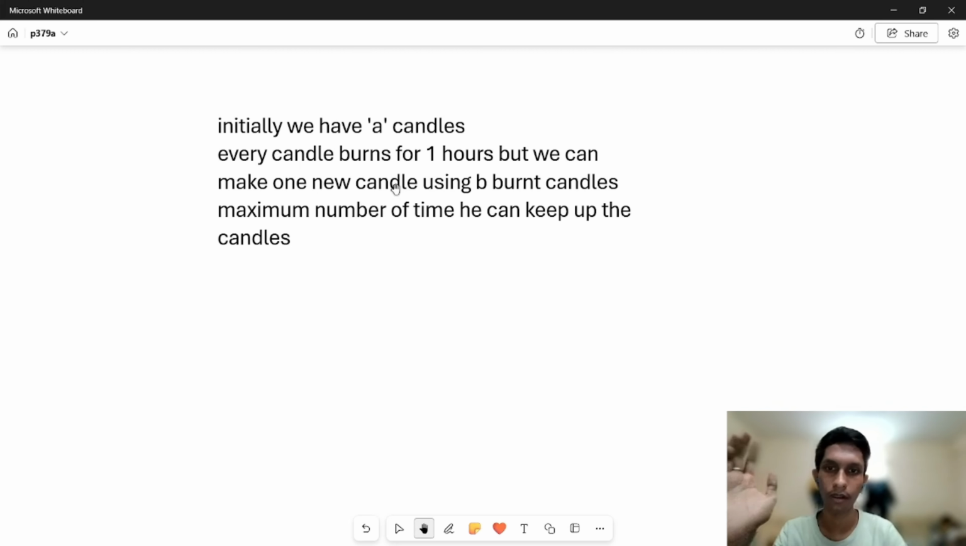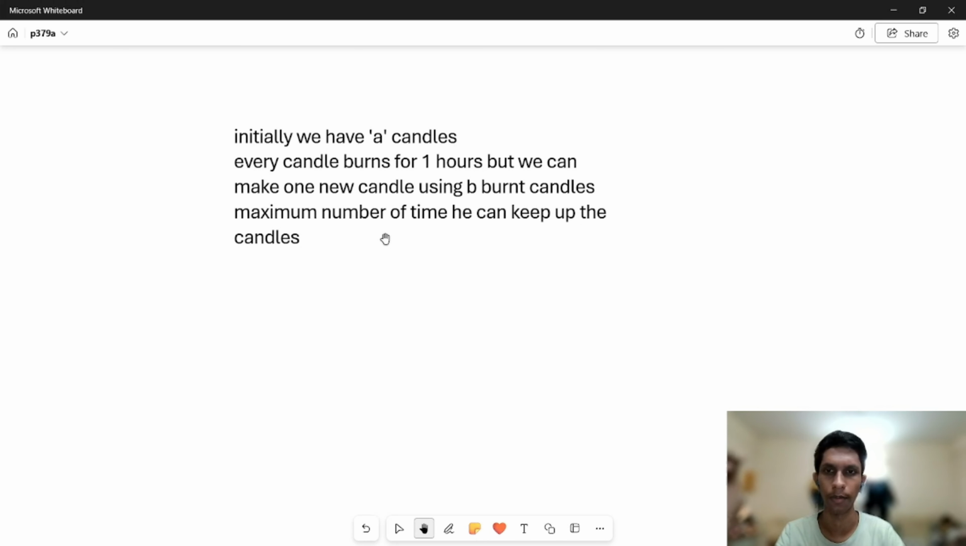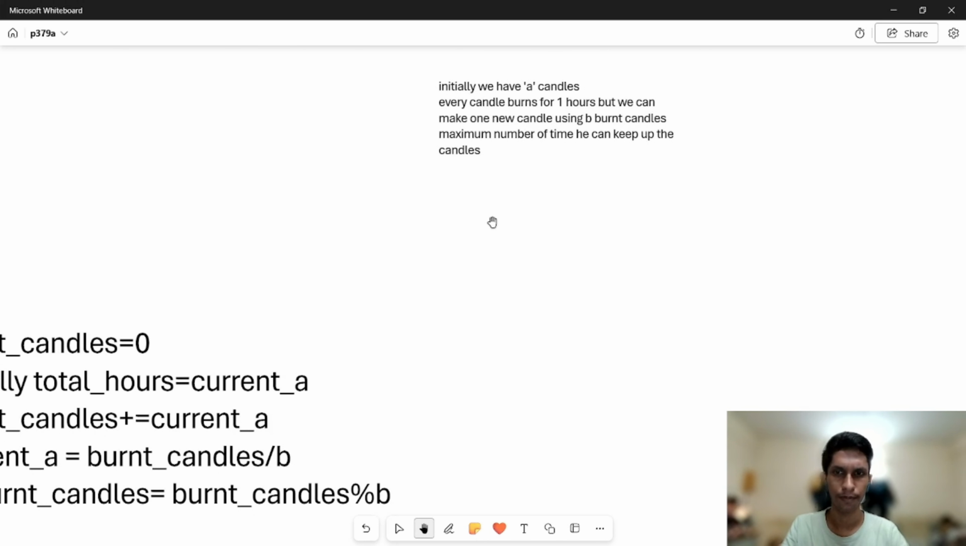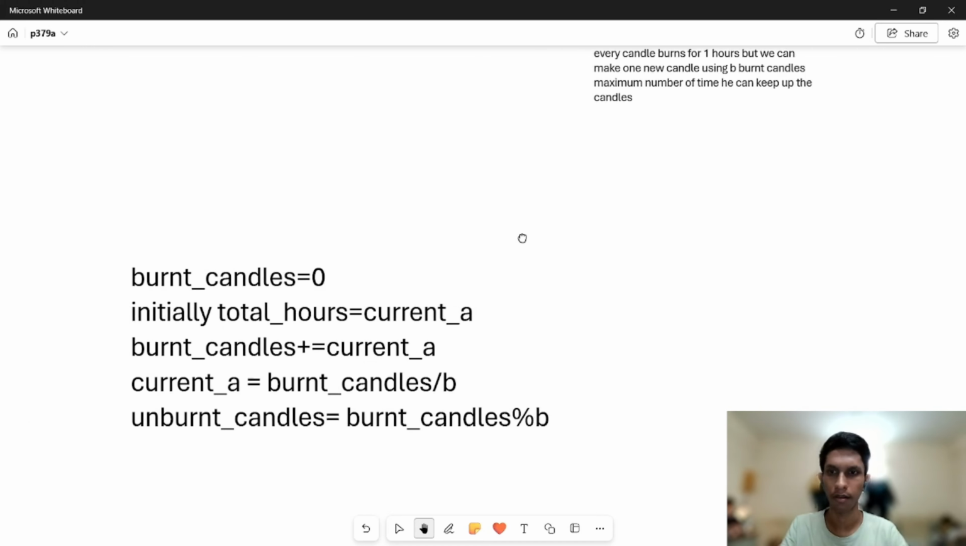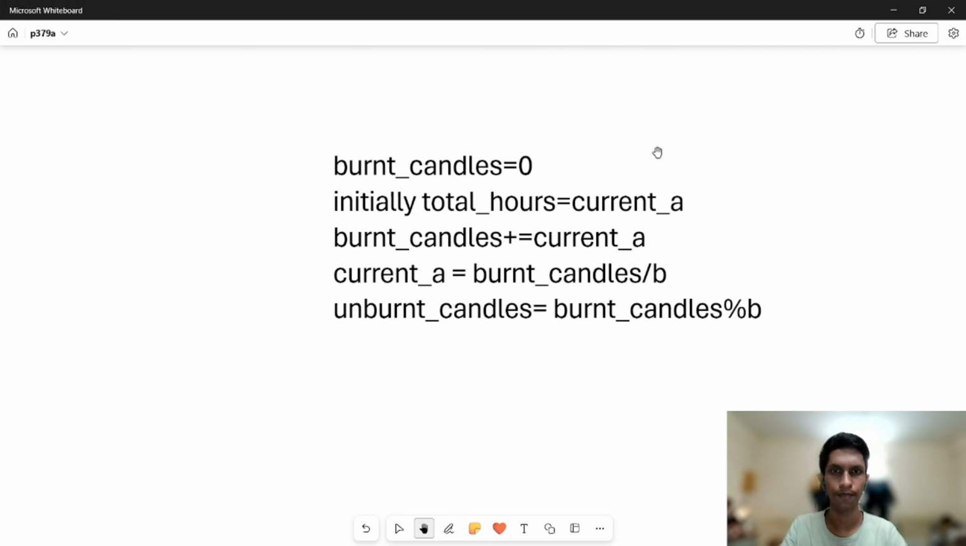So as an output, we are going to give the maximum number of hours he can keep the candles lit up in his room. So let's look at the logic for this problem.